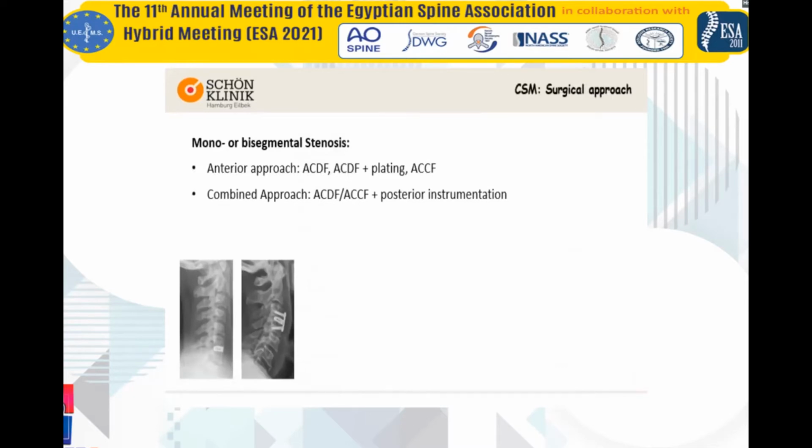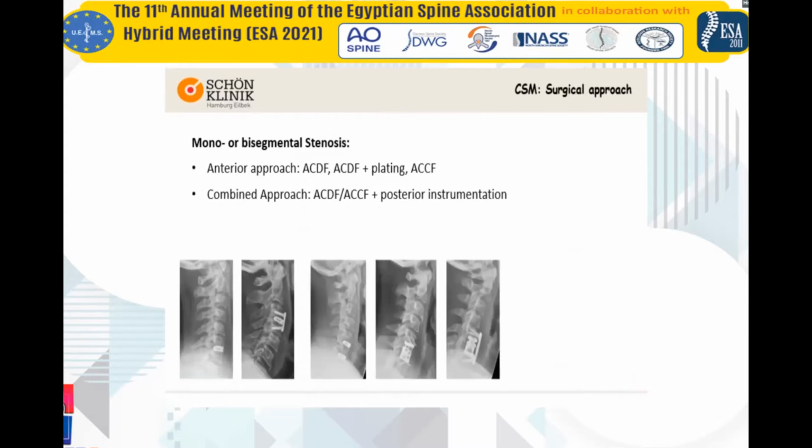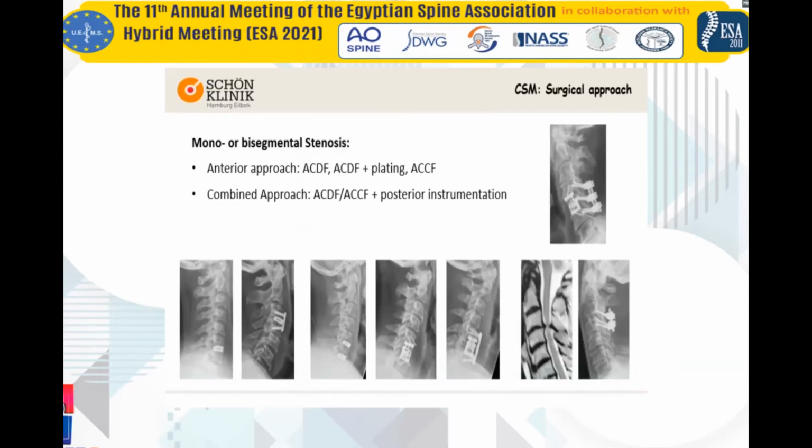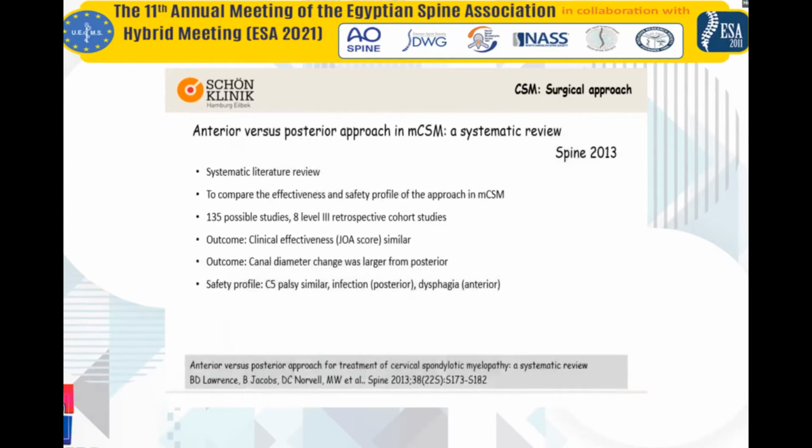For the surgical approach, if we have mono- or bisegmental stenosis, our favorite approach is from anterior. In monosegmental cases, you can choose an ACDF with or without plating. In bisegmental cases, you can either go for a bisegmental ACDF or you can perform a corpectomy with or without plating. And in selected cases, like in this pincer stenosis, it may be helpful if you perform surgery from anterior and posterior with decompression and instrumentation.